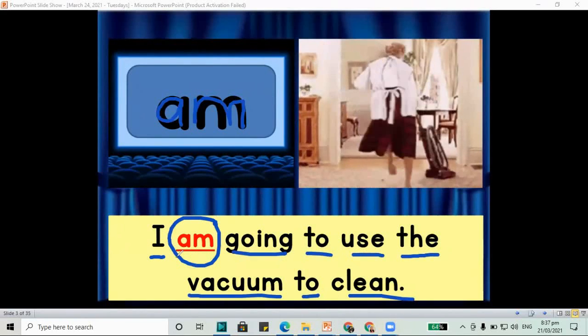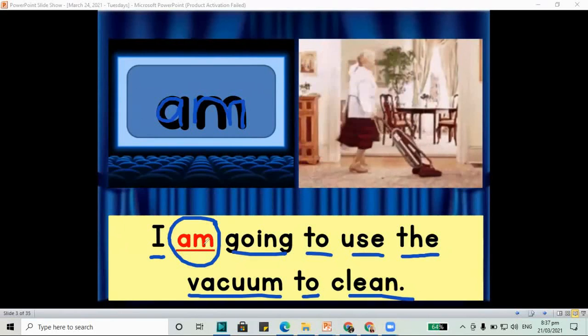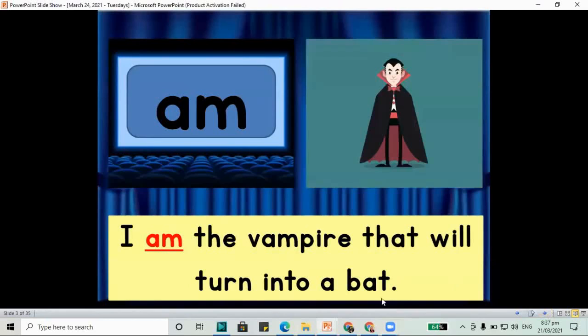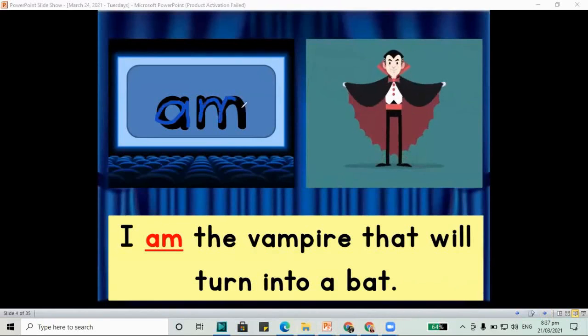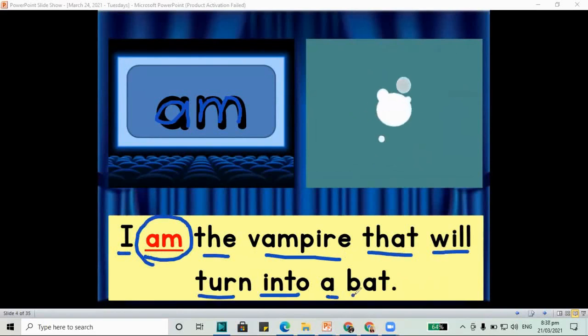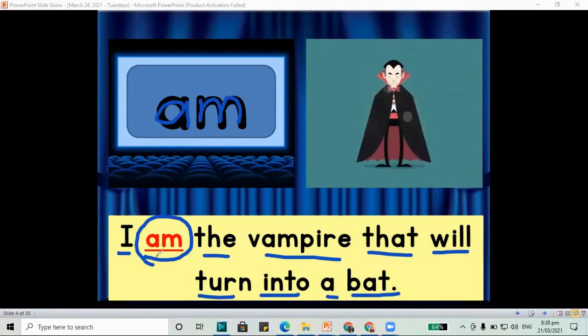We have the word am. A and M makes the word am. How about another word? We have the word am again. A and M makes the word am. And there's always the letter I before the word am. I am the vampire that will turn into a bat.